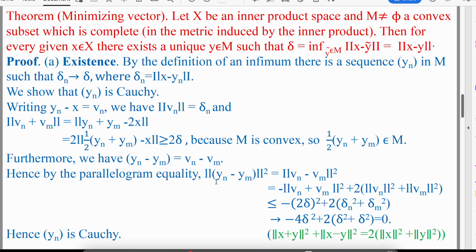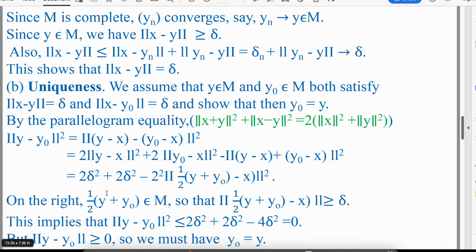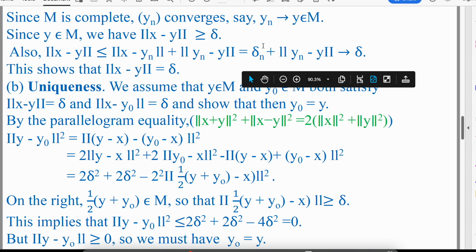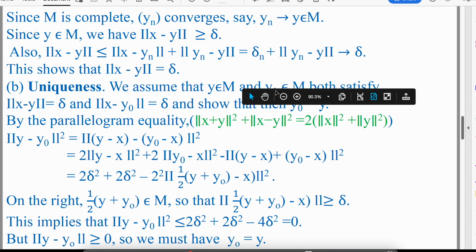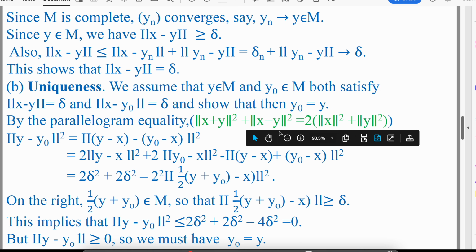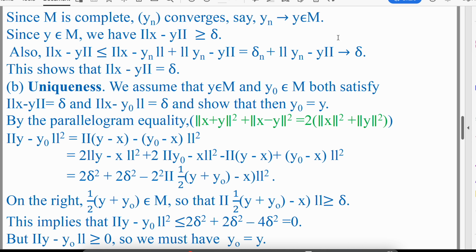It means norm yn minus ym whole square is less than or equal to 0, and because a norm cannot be negative, norm yn minus ym equals 0. This implies yn is a Cauchy sequence. Since M is complete, by the definition of completeness, every Cauchy sequence converges to a point in M. So it means yn converges to y, and this y belongs to M.